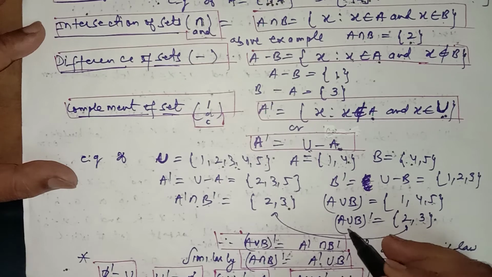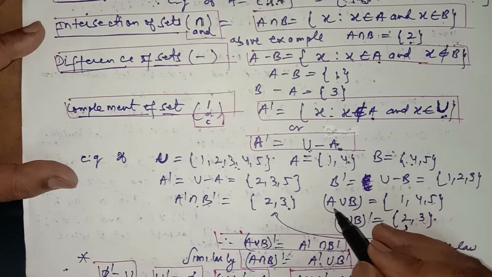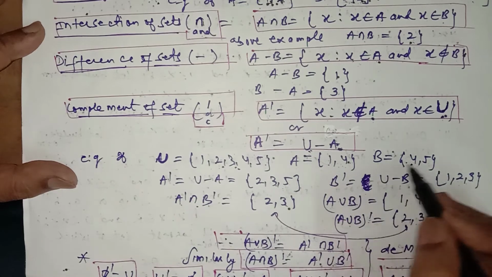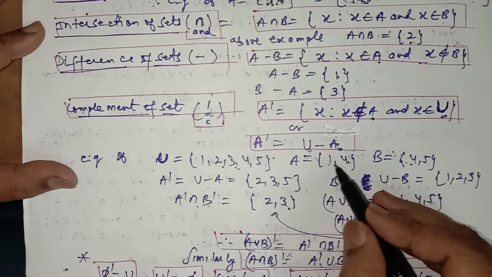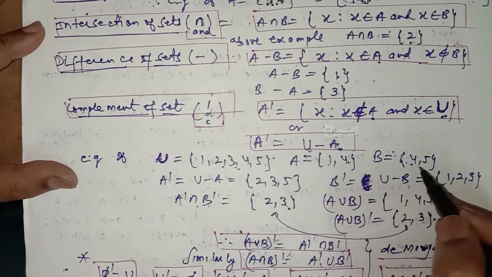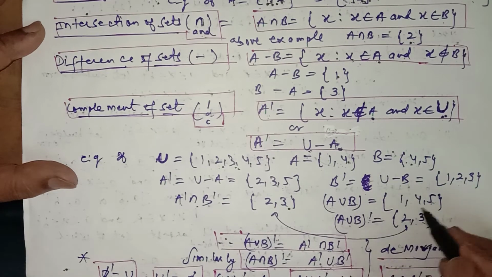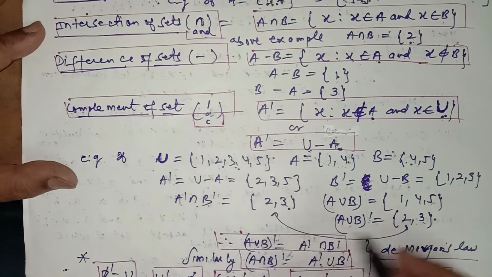Now if you have to find (A union B) whole complement, first of all you find A union B. So A union B is the total elements of A and B, or elements which are either in A or in B. So 1, 4, 5. And the complement of this A union B is except these elements. So 2 and 3 are not there in this set, which are in the universal set, so 2 and 3.